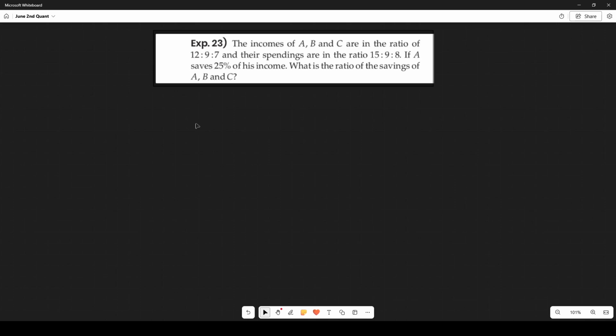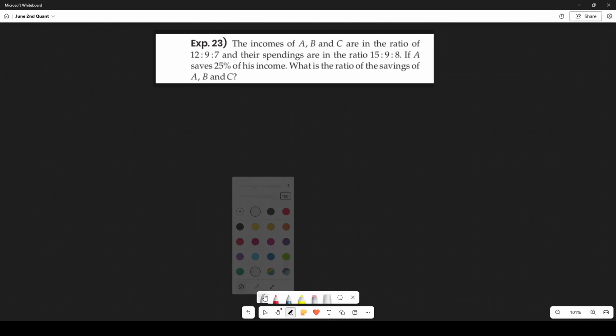For today's quant problem, we're going to look at this one right here. It's a very simple but a little tricky question on ratios. Let's write down what we have already.